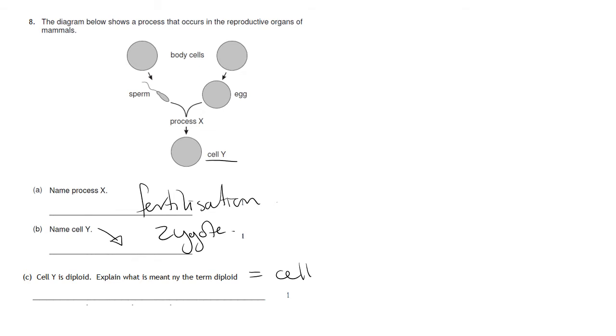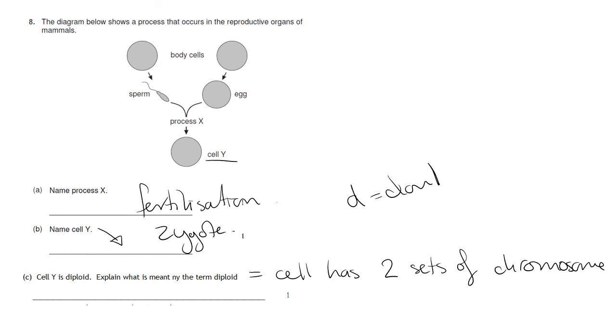What is meant by diploid? The cell has 2 sets of chromosomes. I think of the di as being like for double, right? So I think di stands for double. And then I think the ha in haploid stands for half. So diploid have got 2 sets, haploid have got 1 set.